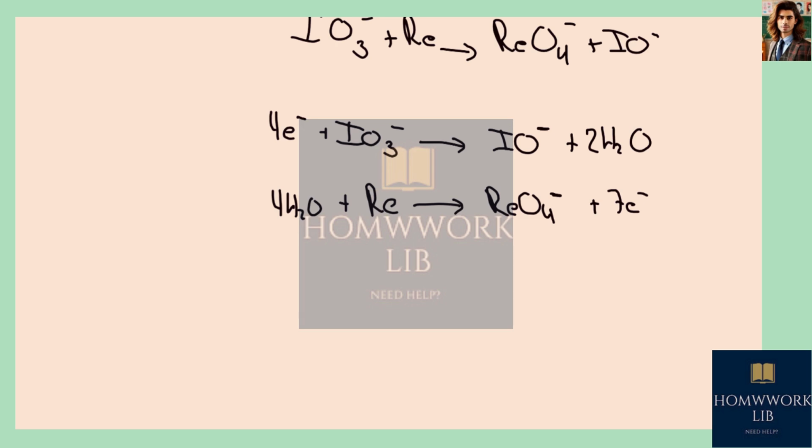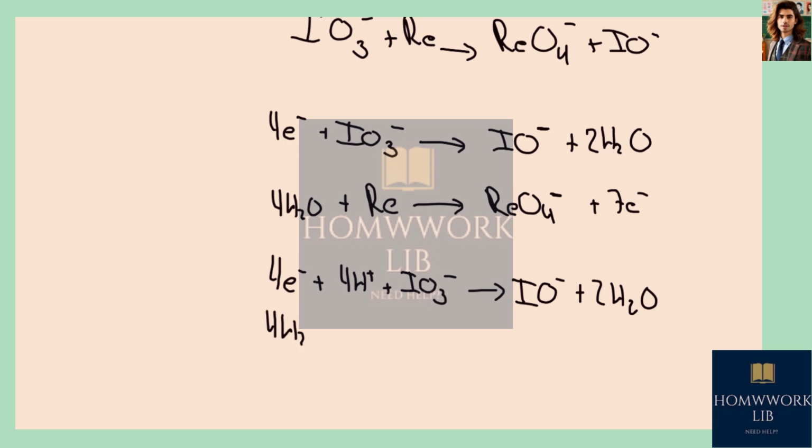So, now that I added water molecules, I need to balance the hydrogen. So I need to add the appropriate number of protons on both sides of the equation. So over here, I have 4 electrons plus 4H plus IO3 minus. And over here, I'm going to have IO minus plus 2 water molecules. And down here, we're going to get 4 water molecules plus rhenium. That is going to produce rhenium oxide plus, I added 8 protons in total, so 8H plus 7 electrons.